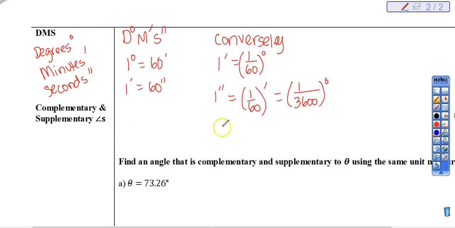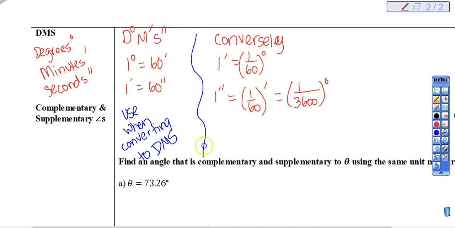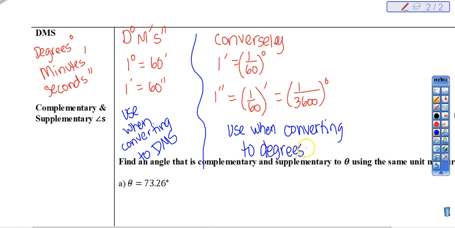So we could make ourselves a little note right here. Use when converting to degrees, minutes, seconds. And then we'll use this other one when converting to degrees in decimal form. Okay.